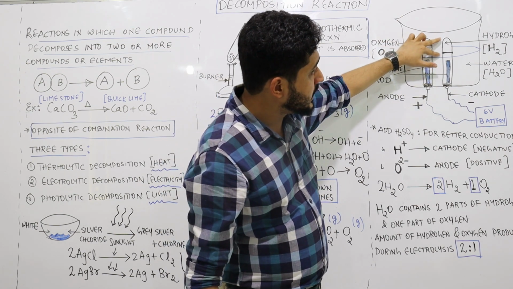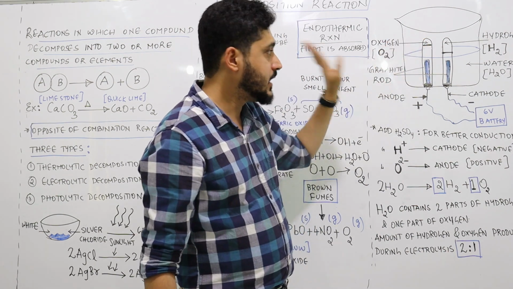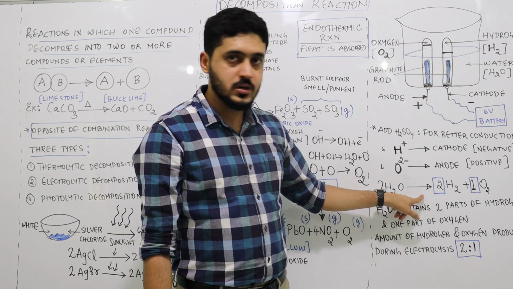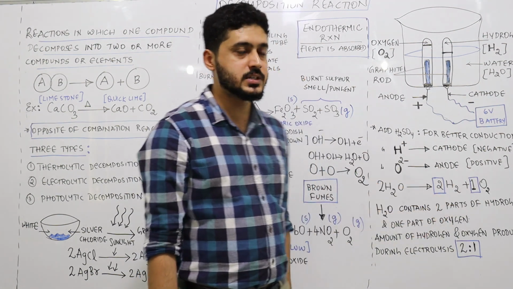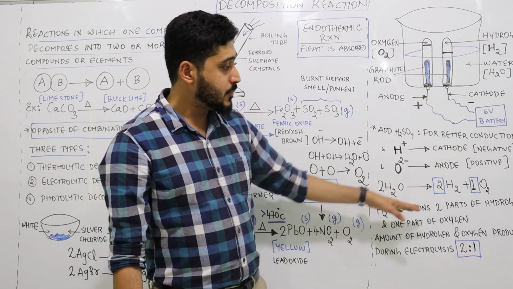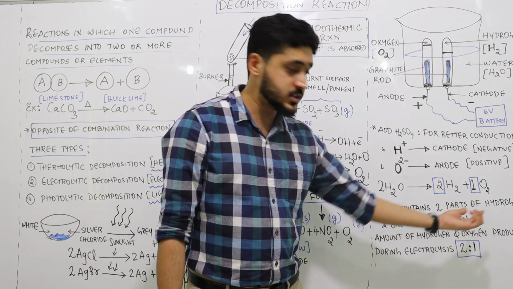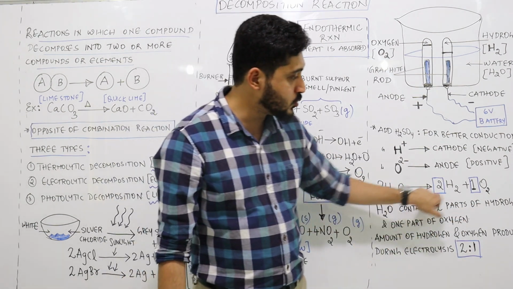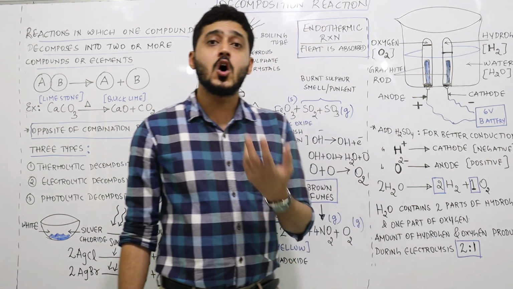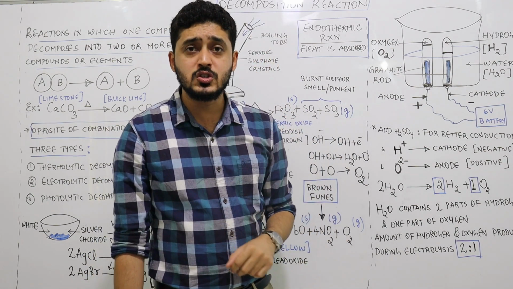You can see here, when you do this experiment, the H2 gas collected is double the amount of oxygen gas which is collected at the anode. Why is it? See guys, H2O contains 2 parts of hydrogen and 1 part of oxygen, and during electrolysis of water, the amount of hydrogen and oxygen produced is in the ratio 2:1. When water is electrolyzed or breaks down, always 2 parts of hydrogen and 1 part of oxygen are produced in the ratio 2:1.